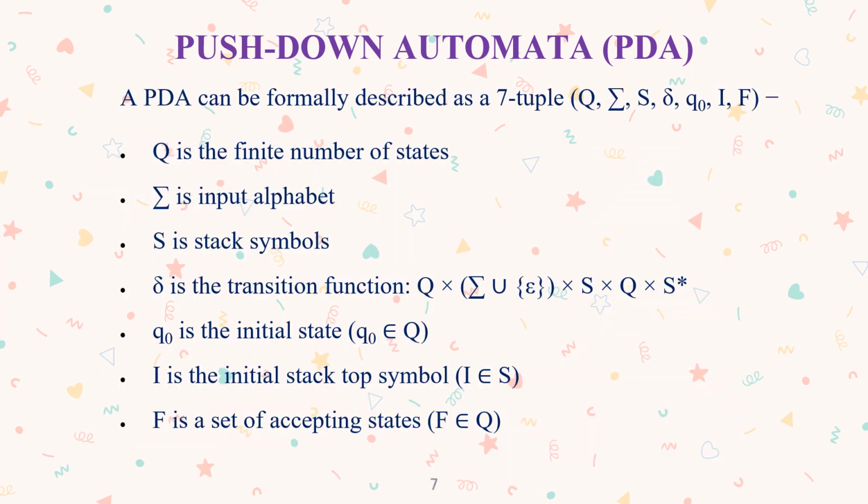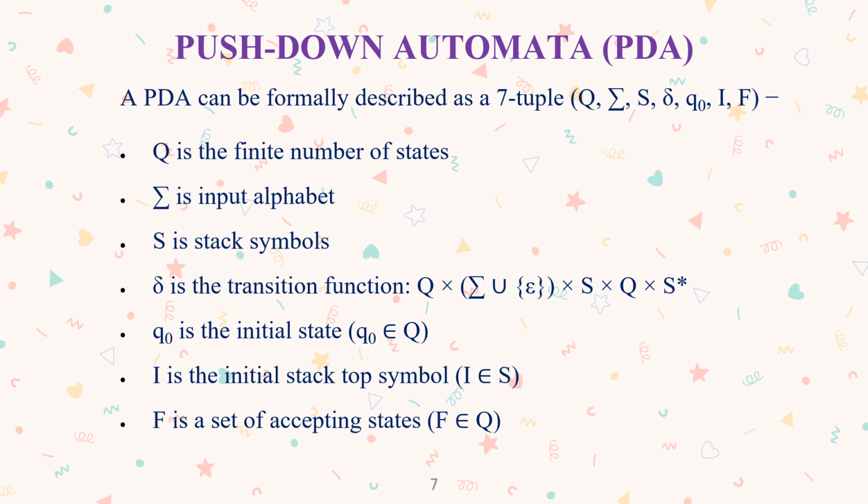The PDA can be described with 7 tuples, that is Q, sigma, S, lambda, Q naught, I, and F. Q is the finite number of states, sigma is the input alphabet, S is the stack symbol, lambda is the transition function, that is, the transition values: what transitions happen inside the pushdown automaton, that is Q into sigma union epsilon into S into Q, the number of states, into S star. Q naught is the initial state, that is the start state. Q naught belongs to Q, the set of states.